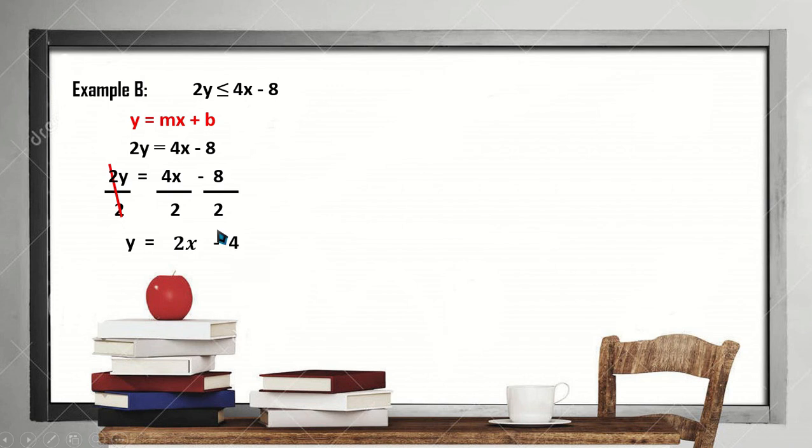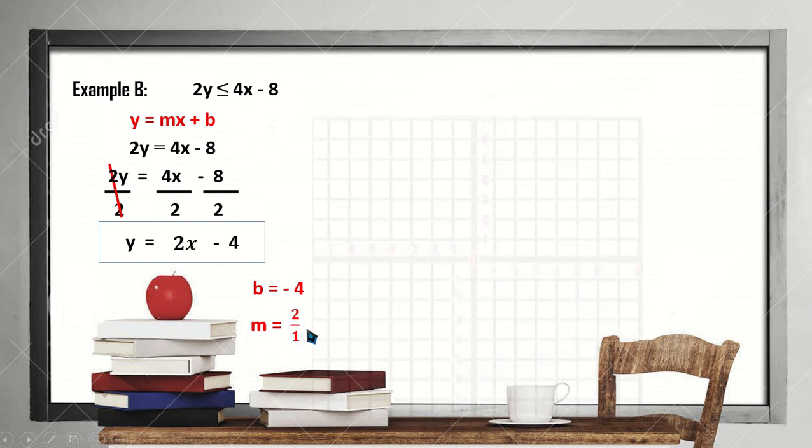So kunin na natin si b, tsaka si m. Ang b natin ay ito, negative 4. And then ang m natin ay yung katabi ni x. Pero since ito ay walang denominator, kapag walang denominator si m, lalagyan ninyo ng 1 sa baba. And then graph na natin.